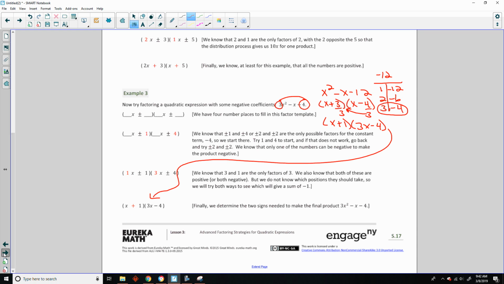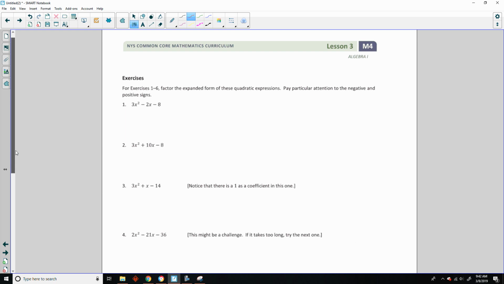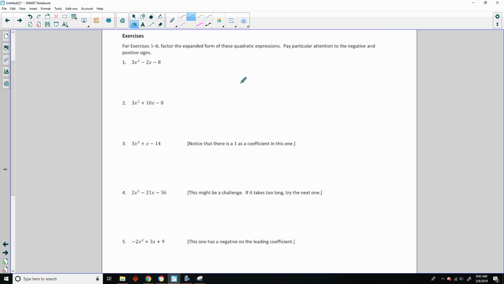Okay, so exercises. Now try these. You might want to go back and read the steps that you did in class or the last page examples, or you could use my beats method, whatever you're more comfortable with. If your teacher accepts the beats method, use it if you like it. For exercises 1 through 6, factor the expanded form of these quadratic expressions. Pay particular attention to the negative and positive signs.